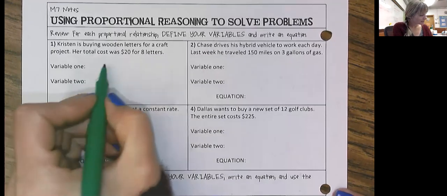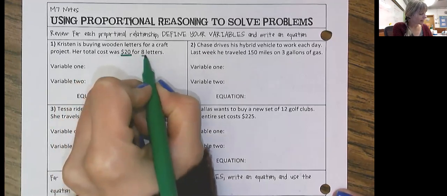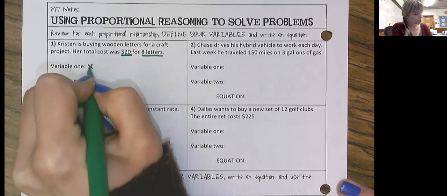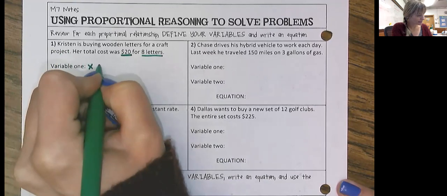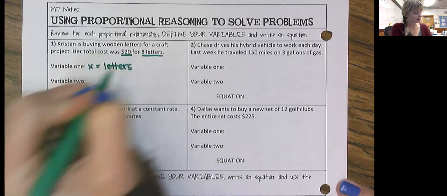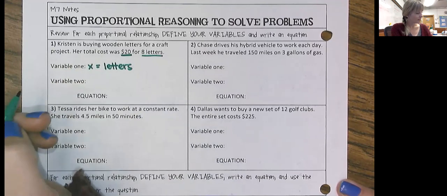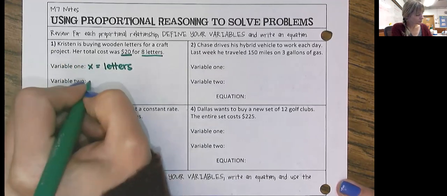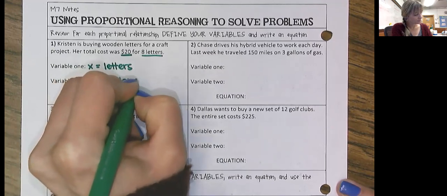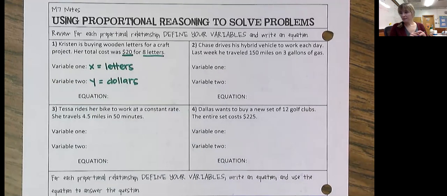So I'm going to say I have $20 and 8 letters. I'm going to say that variable one, I'm even going to call it x, variable one is x, the number of letters. And I'll show you why I'm setting it up this way. And then I'm going to say that variable two is the cost or the dollars. The reason I'm setting it up that way, because now I'm going to change colors and write off to the side here.